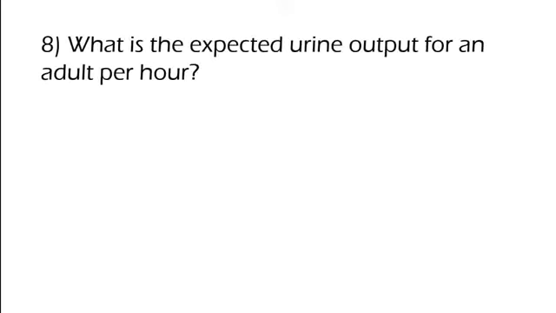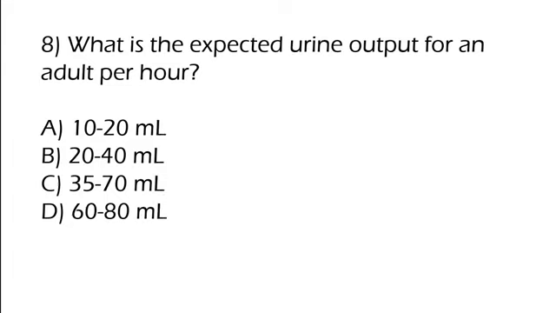What is the expected urine output for an adult per hour? 10 to 20 ml, 20 to 40 ml, 35 to 70 ml, 60 to 80 ml. The correct answer is option C, 35 to 70 ml.